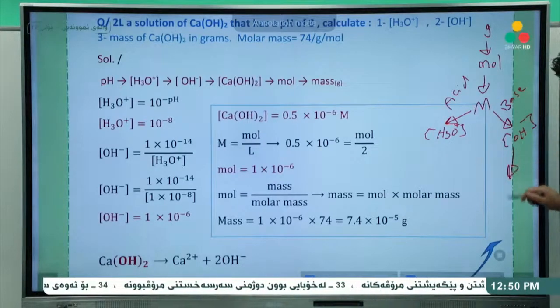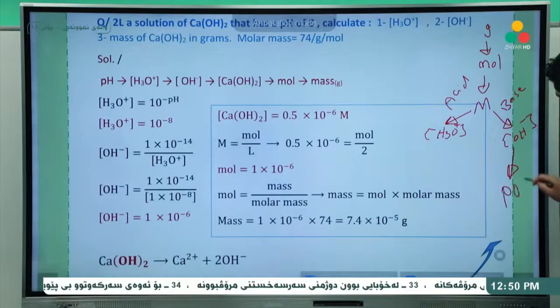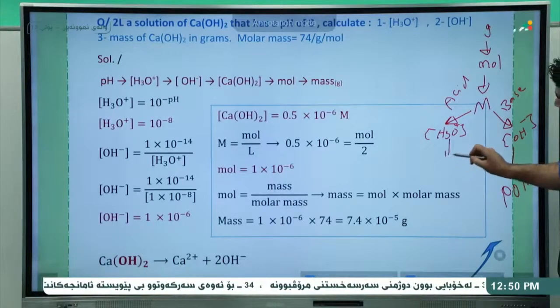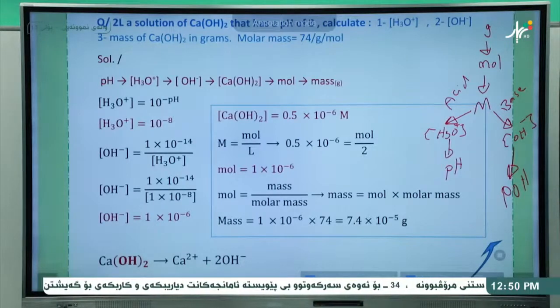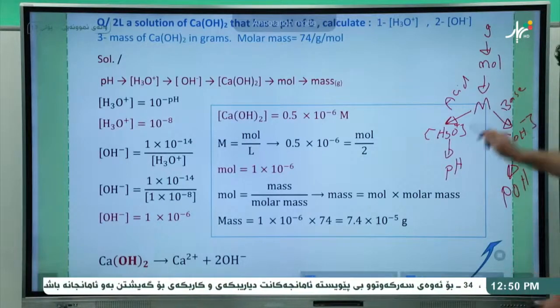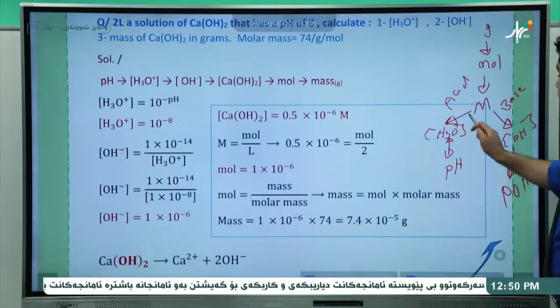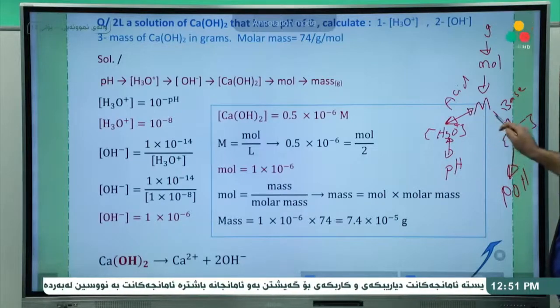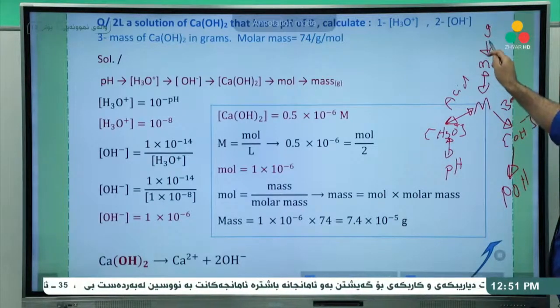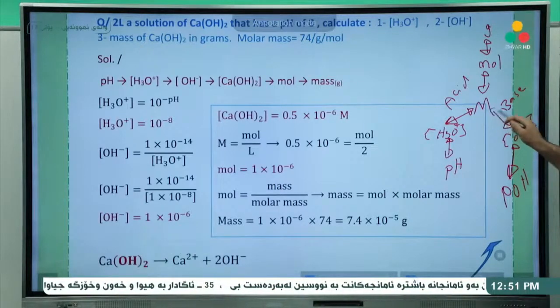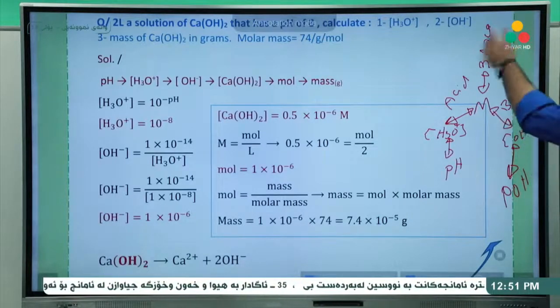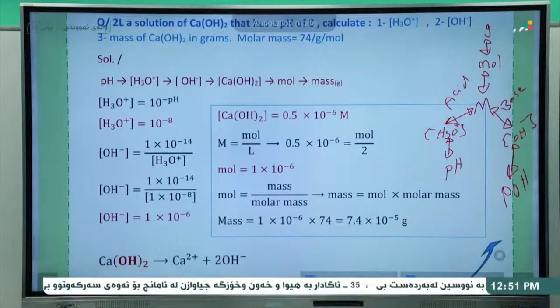Then pOH. And for H3O, we can get pH. You see this? So the reverse way is correct. From pH to H3O, from H3O to molarity, molarity to mole, mole to gram. Or from pOH to OH, from OH to molarity, molarity to mole, mole to gram.